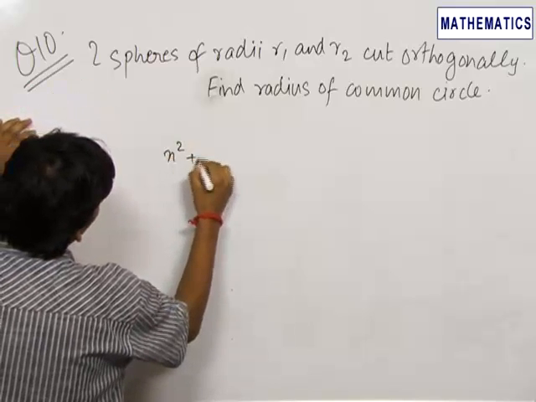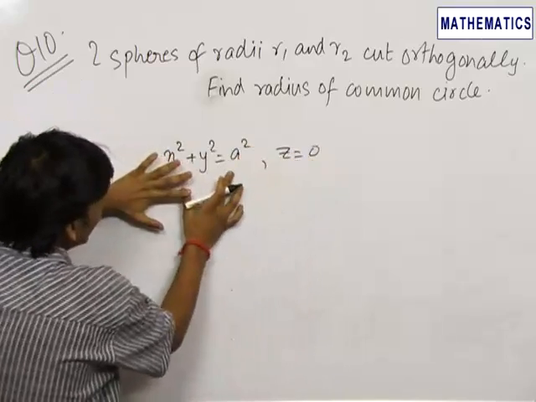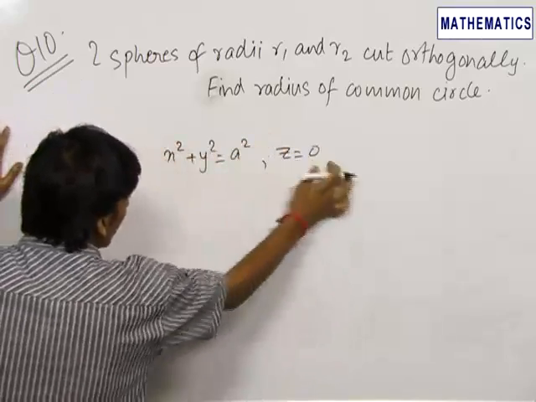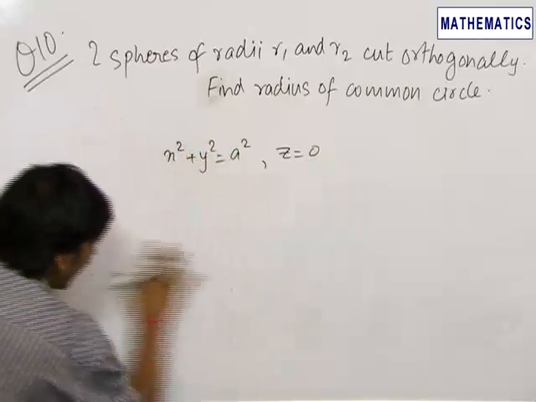Let us assume the common circle to be x square plus y square is equal to a square and z is equal to 0. That is, it lies in the xy plane. Its z coordinate is equal to 0. There is no loss of generalization over here. We are using the analytical method to solve here.